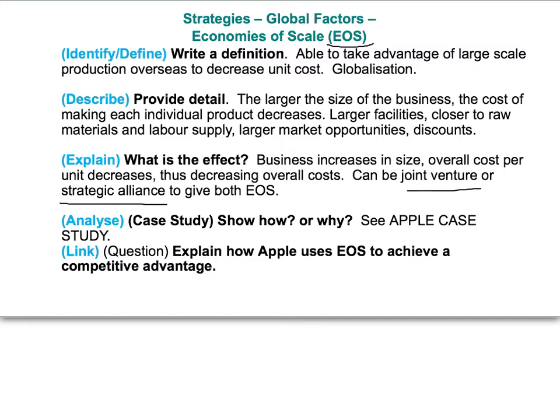And in that way, it's not just the one business getting the advantage, but both the businesses together are getting the advantage of the economies of scale. Again, I'd like you to have a look at your Apple case study to see how they take advantage of this, and they do in a very big way. And then your question here is, explain how Apple uses economies of scale to achieve a competitive advantage. Okay, so here's the key word there, competitive advantage.